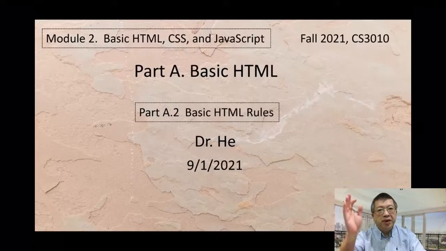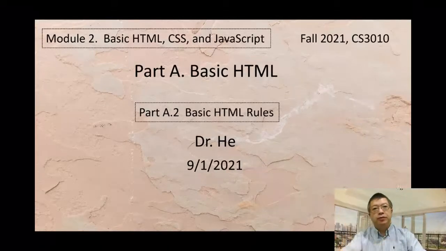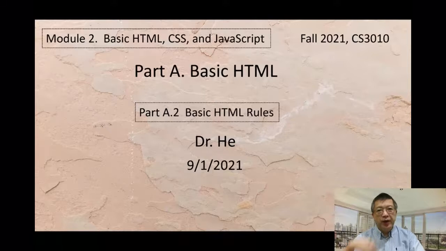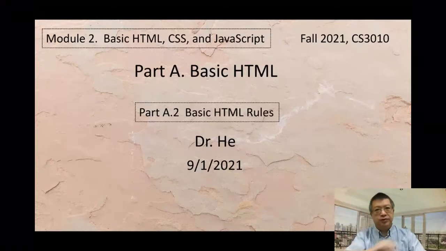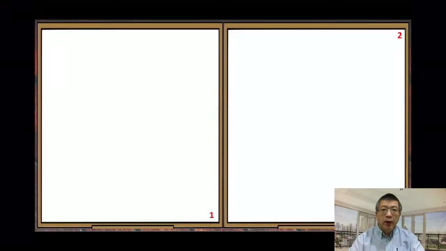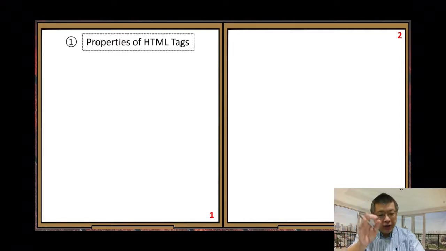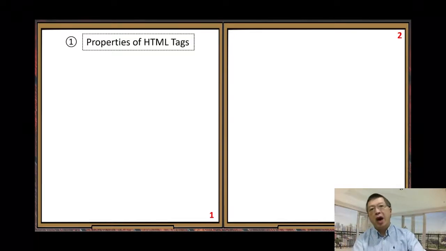8.2 Basic HTML Rules. In this video, let us look at the simplest HTML rules. All right. First, let us look at the properties of HTML tags. All right, some simple properties.